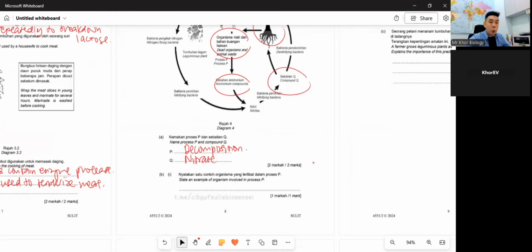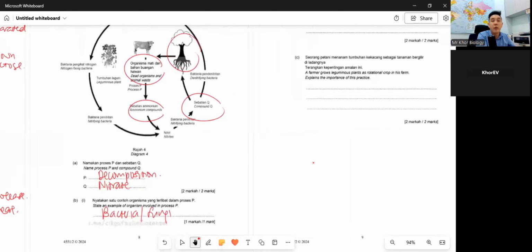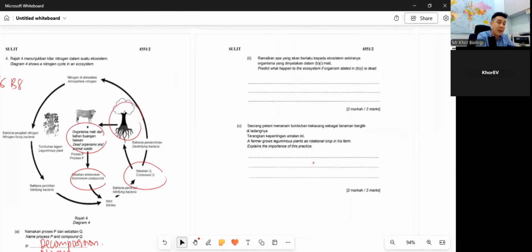Okay, moving on to B1. Guys, B1, what is involved in process P? You can say bacteria or fungi. I always tell students, remember BF when you think of decomposition, not your real boyfriend, but bacteria or fungi.